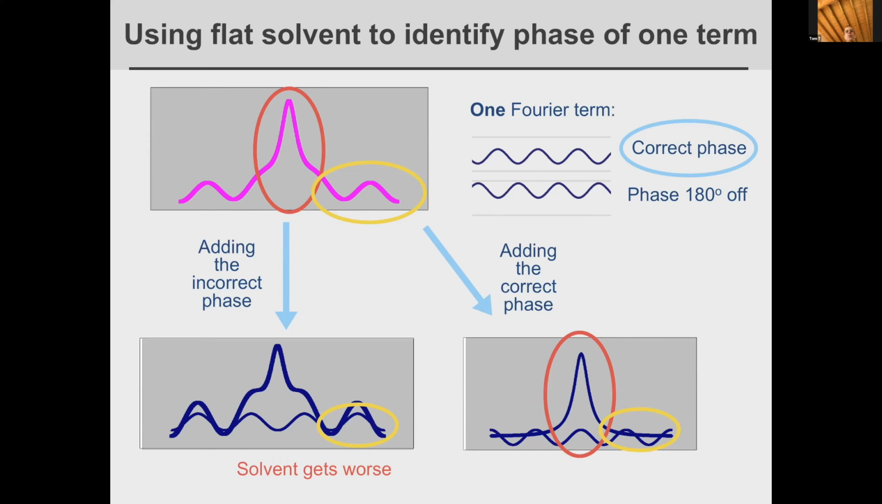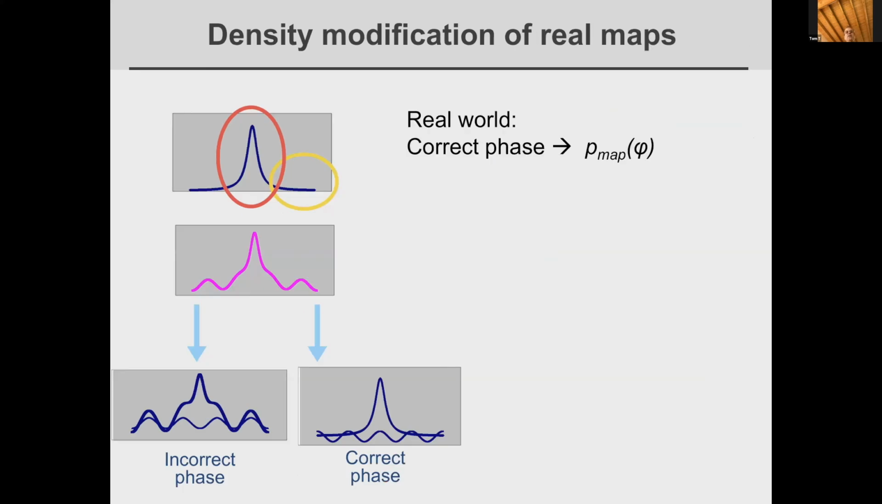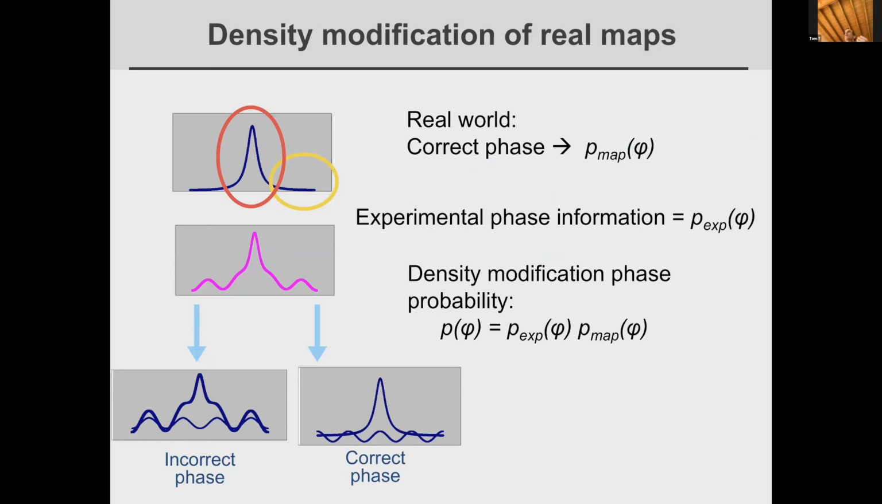So next slide. What we've done here is we've used the information about what the other phases are and the expectation that the solvent is very flat in one region to figure out the phase exactly. Now in the real world, we don't really know the other phases exactly, so there would be noise in this whole thing. And we'd have probabilities for phase information, not absolute phase information, but it's basically the same idea. So we multiply probabilities and we can get estimated phase probabilities after density modification. Next slide.